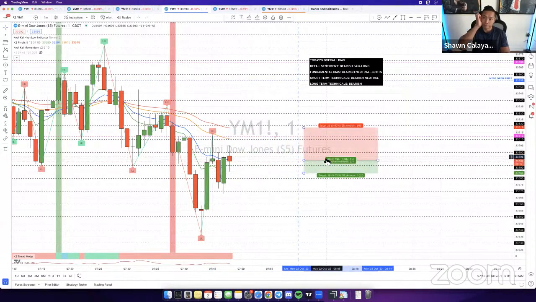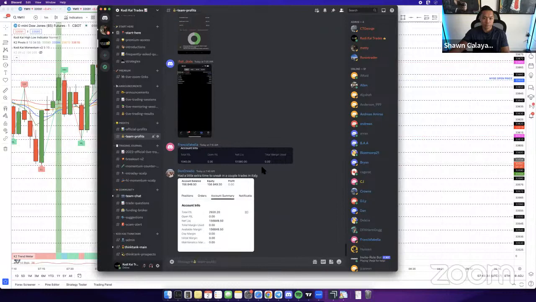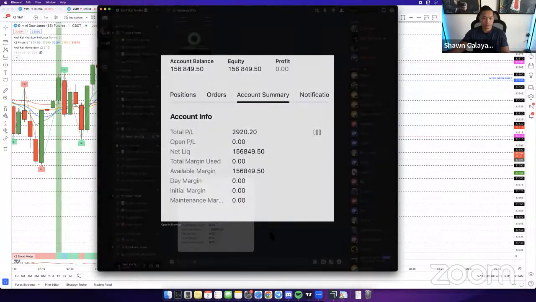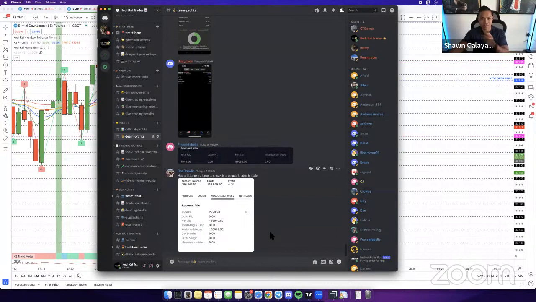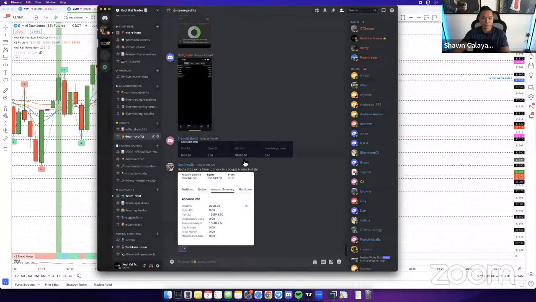All right, so let's check team profits for the day. So here are everybody's profits for the day so far. We got Drew over here. Nice. Drew's on vacation in Italy right now, so he said he had a little extra time to sneak in a couple trades in Italy. Total profit of 2,920 for the day. Nice work, Drew. Solid vacation profits right there.